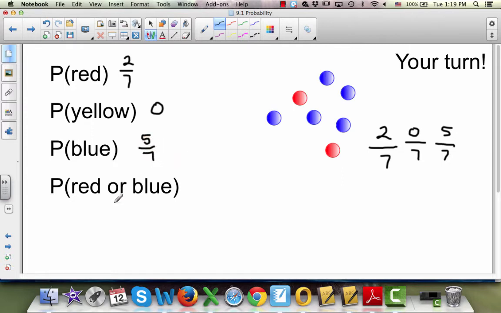Now the probability of getting a red or a blue. Well, they're all red or blue. So any of these would be a successful outcome. So we have 7 outcomes that would be favorable over 7 possible outcomes. So that would be a 1. Did you get all of those?